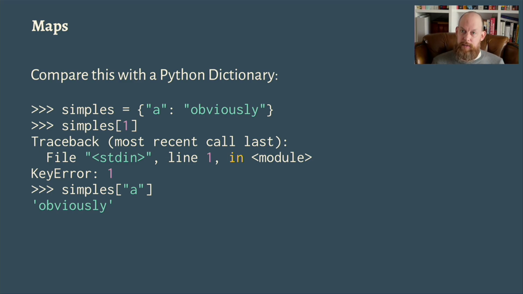Compare this with a Python dictionary, which is the Python data structure closest to a map. If we try and index into it as we would if it were a sequence in XDM, we can't. It just explodes because it doesn't have numeric indices. It's just got keys, and 1 is not a key of that map.